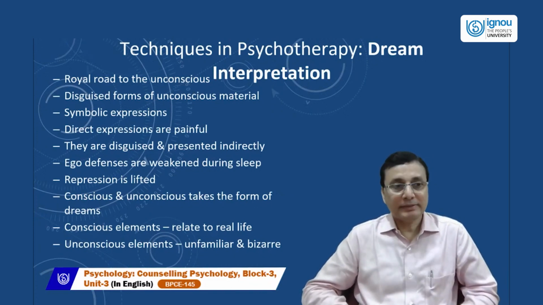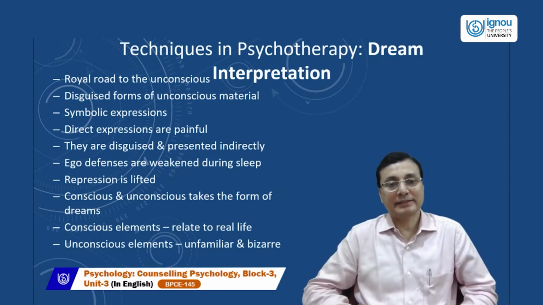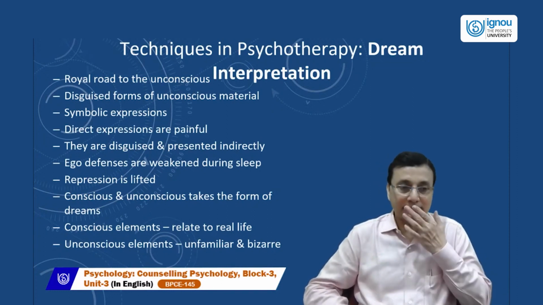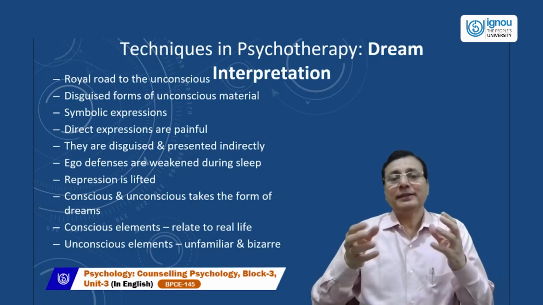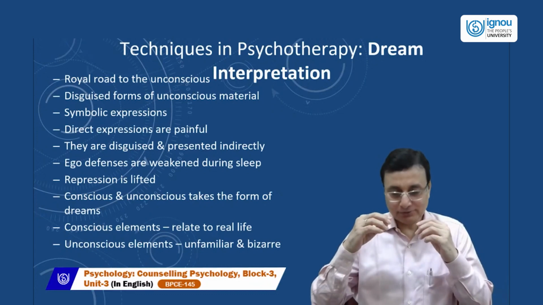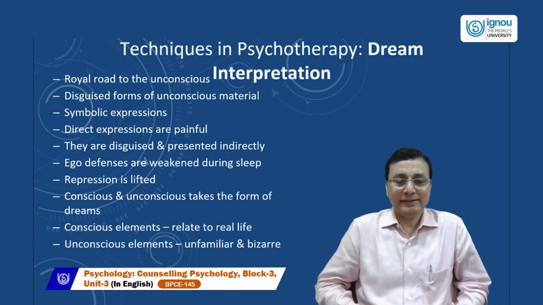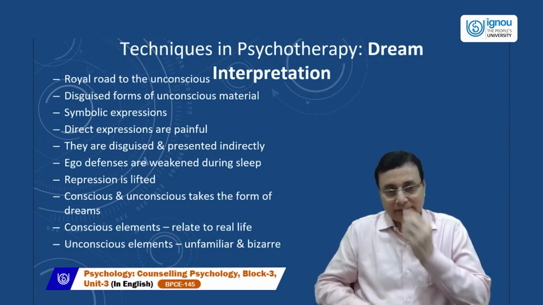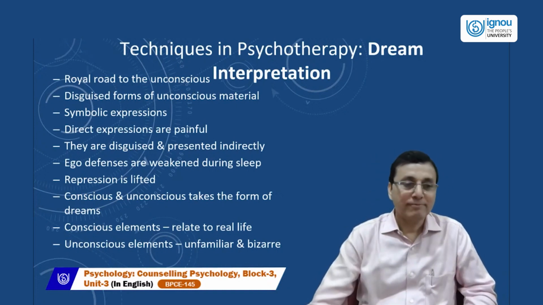And in dream interpretation, repression is lifted during the dream, and the conscious and unconscious take the form of dreams. Conscious elements relate to real life, and unconscious elements are unfamiliar and bizarre. Sometimes you might have experienced that you had a dream, but you are not able to make any meaning of it. Why? Because some of the material in the dream was unfamiliar and bizarre. Why were those things unfamiliar and bizarre? Because they represent the unconscious.